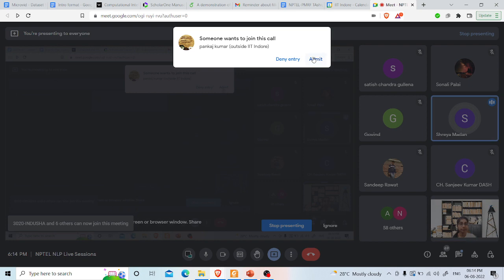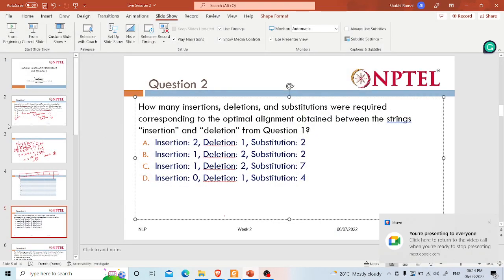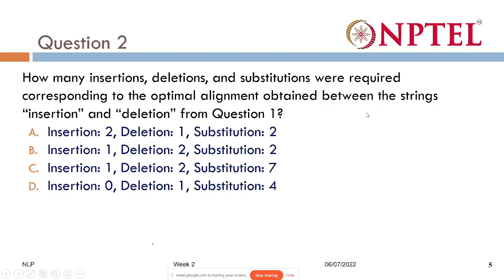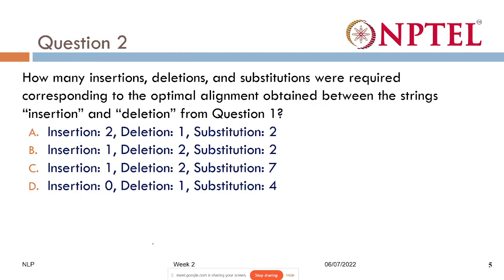Can you once show the previous slide, the table one? Yeah, I haven't done anything in that. How can this be solved using dynamic programming as shown in the lectures? Yes, I will cover that way also. Okay, I'll cover that way. This one slide you wanted to see? Yes, ma'am. That is it, ma'am. Thank you. Okay.